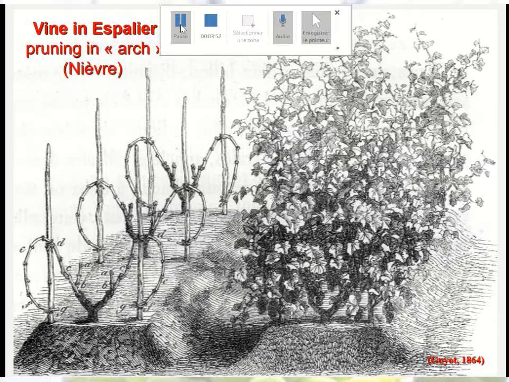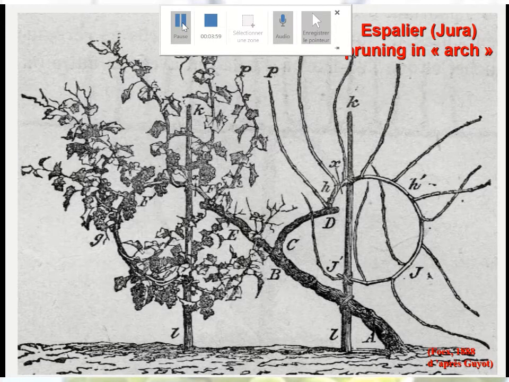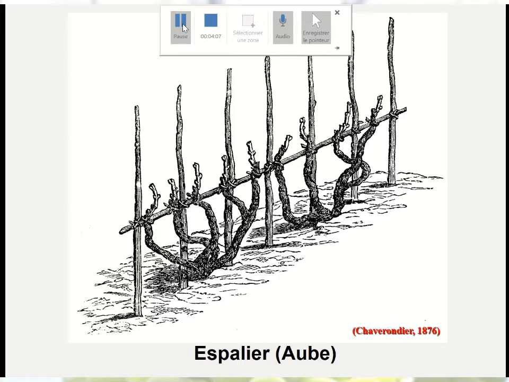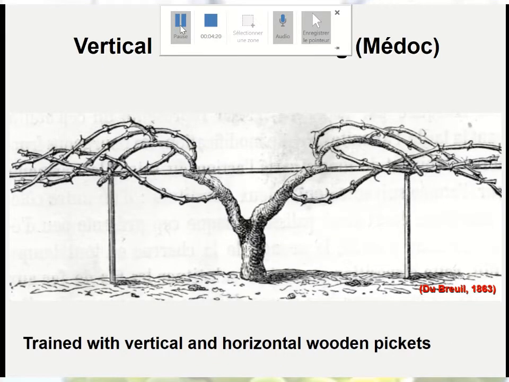Another example of training system, and the pruning system here is a double cane pruning. Another example of trellised vine using two poles, and again it's cane pruning. Another example of vine trained within poles for trellising, and this was used close to Champagne in Aube. You will recognize here what we call a taille médocaine. So it's a VSP, a very low VSP, and it's a double cane pruning.